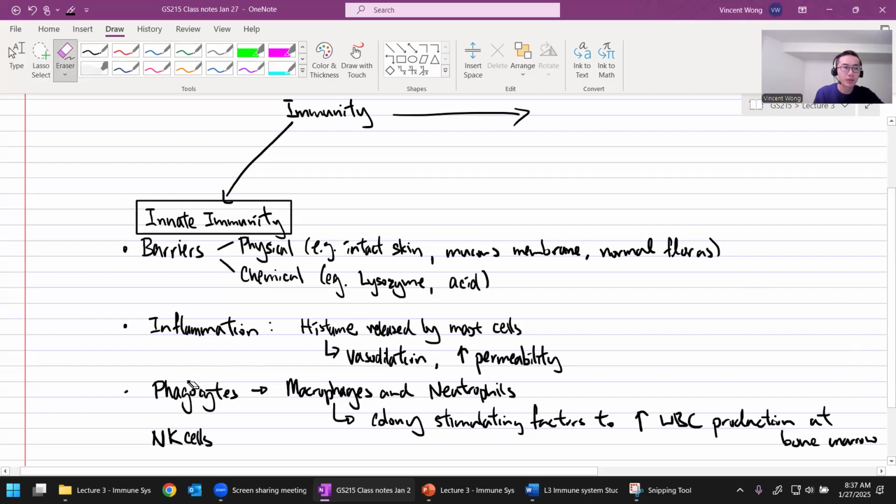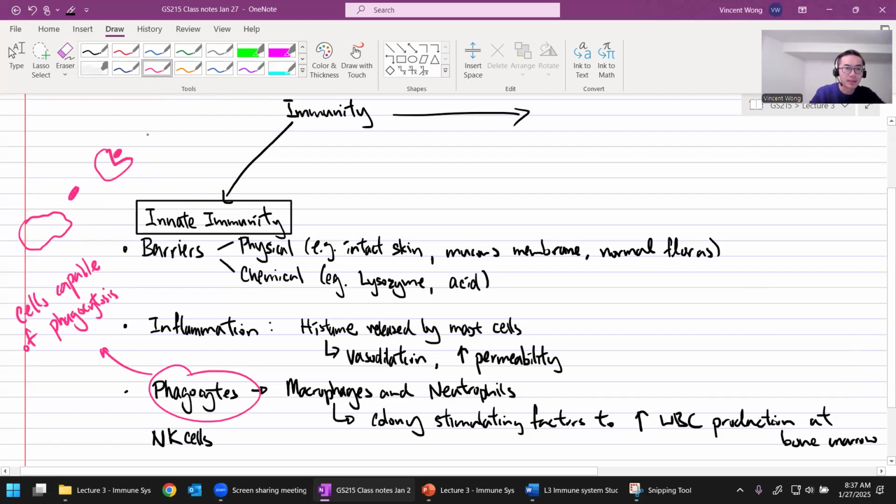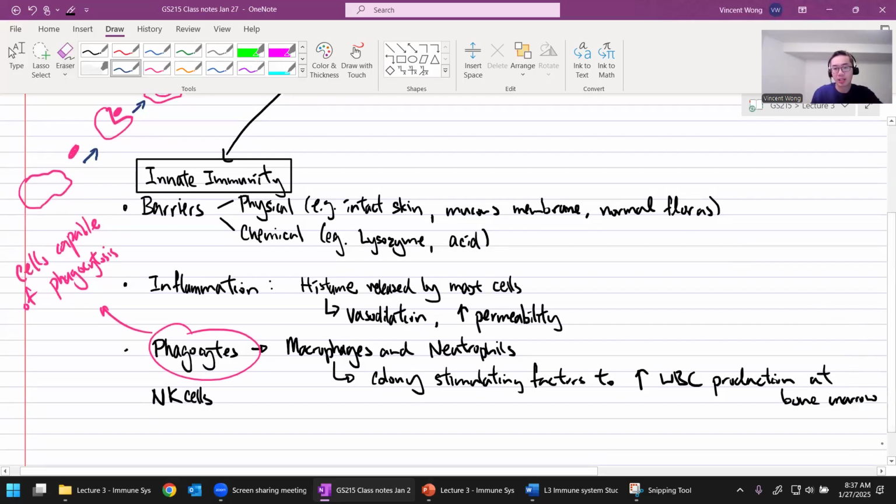Phagocytes are cells that are capable of phagocytosis. Phagocytosis is like, here's your cell, here's a bacterium, and then it's basically going to eat it, right? Not all white cells can do this. Macrophages and neutrophils can do it. Mast cells cannot do it, for example.